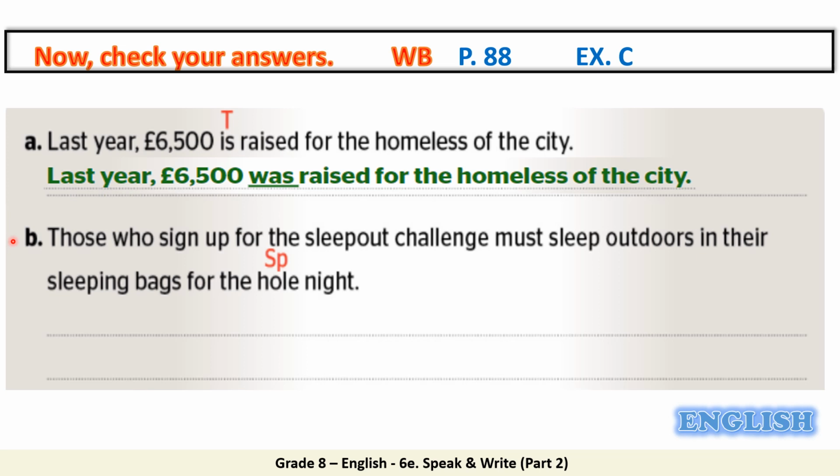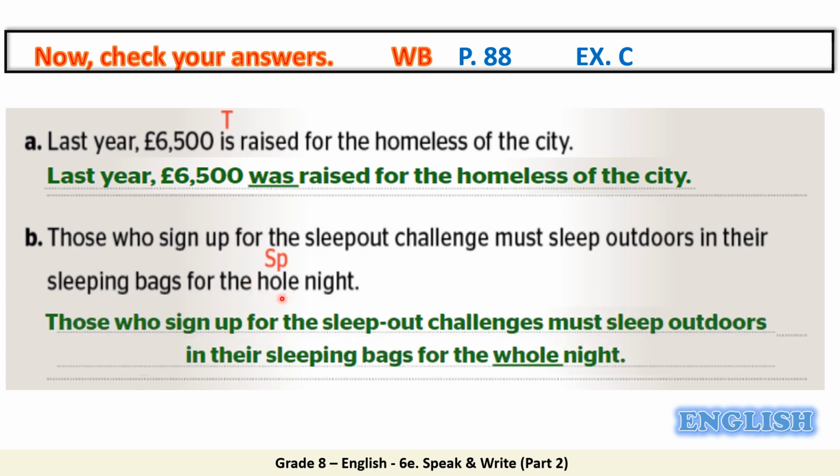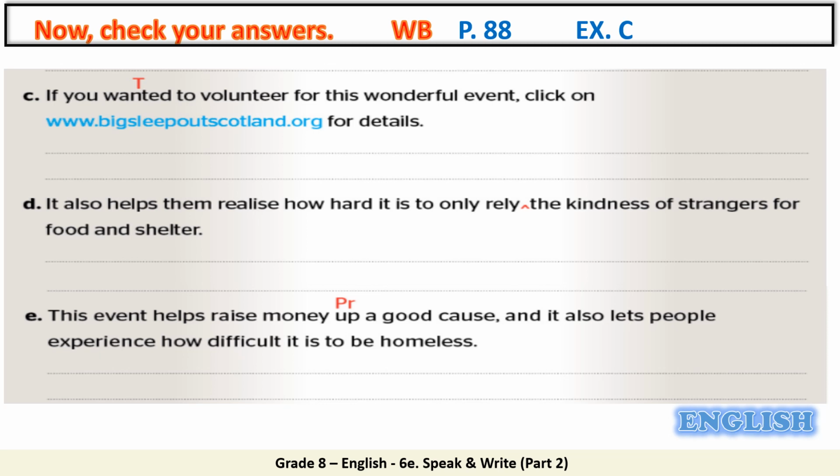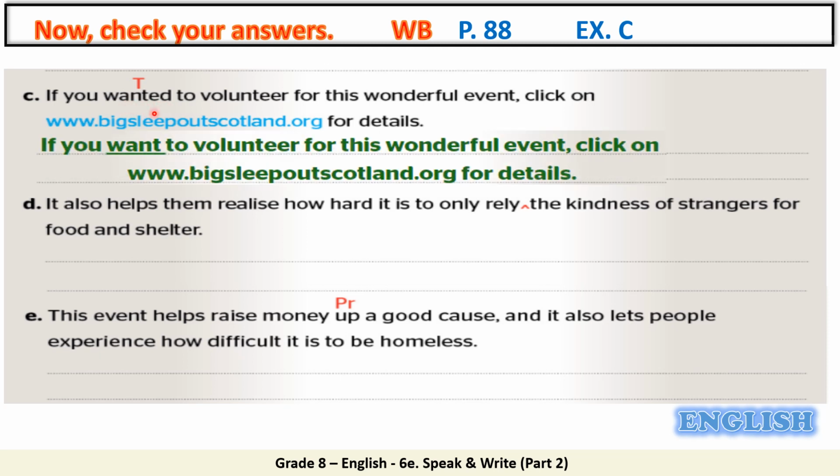Let's move to sentence B. We have a mistake also here related to spelling, to the word whole. It shouldn't be spelled this way, yet it should be spelled this way. Now let's move to sentence C. As you can see here, we have a tense mistake, a grammar mistake related to the tense. And instead of wanted, we should have the verb want. It should be present simple, not past simple, because of the conditional sentences structure type 1.